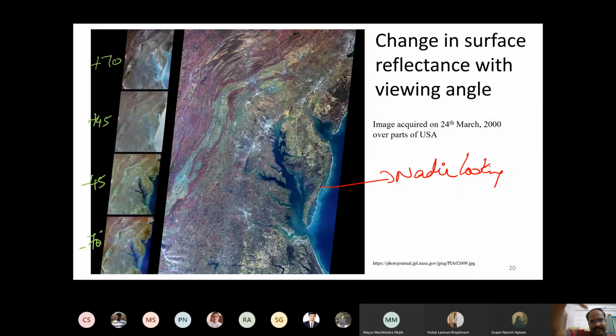This is nadir looking, exactly looking from the top. Just see how the Earth's surface looks totally different in all these 5 images. Major differences: here you can see a lot of difference in the water body, how water is reflecting. Here the color pattern is different. This is an FCC image, not a single band. Here it is looking greenish, here it is looking a little bit pinkish because the reflectance property of the surface changes with viewing angle.